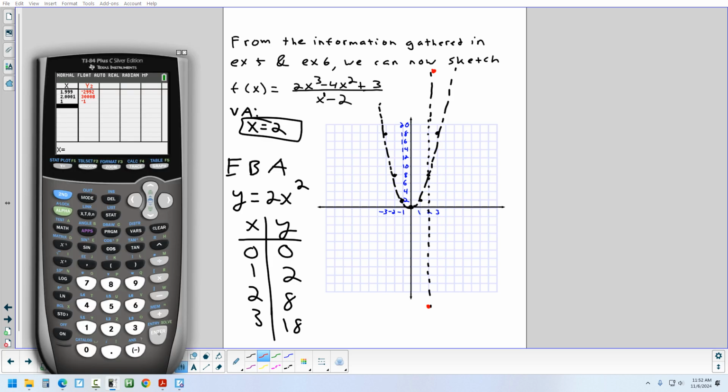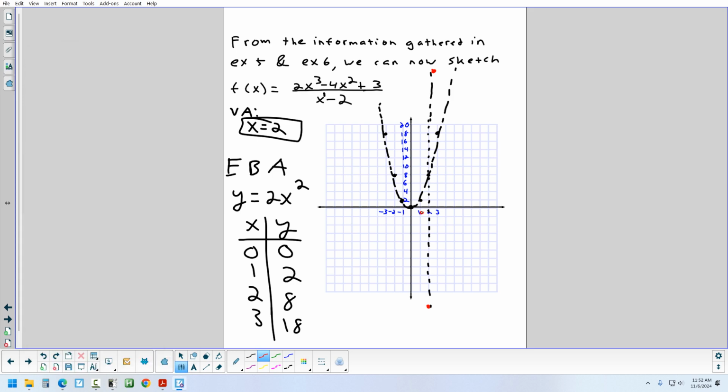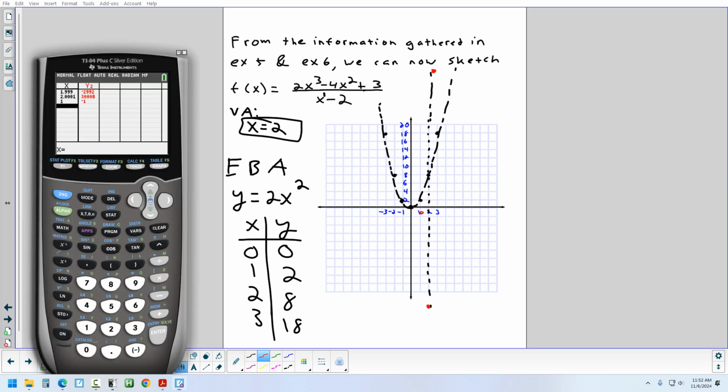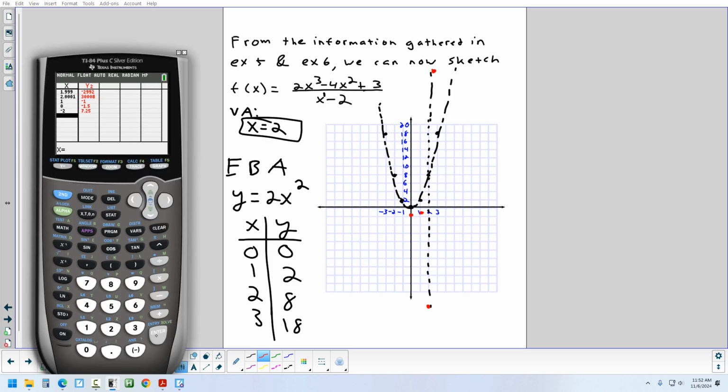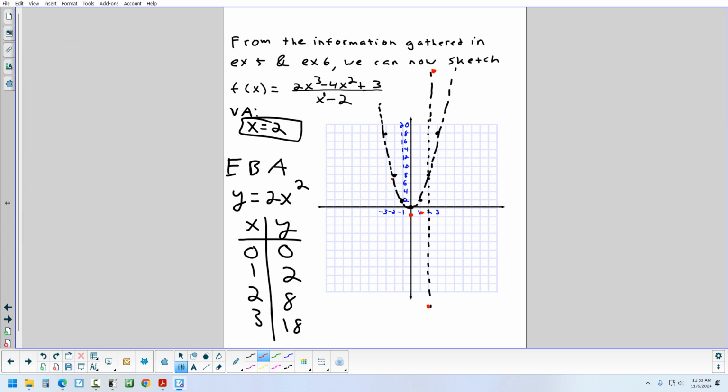So 1, negative 1. Remember, my y-axis goes by 2s. At 0, I'm at negative 1.5. So actually a little bit lower. Let's check negative 2. We're at 7.25. So negative 2, 7.25 would be about right there.